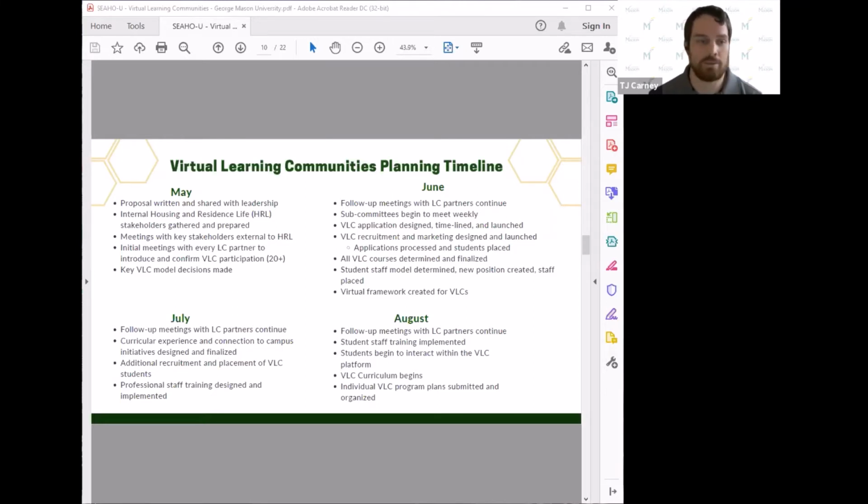So May was really just kind of the planning for the planning. We started doing things like writing our proposals, getting those stakeholders informed and onboarded, both new stakeholders and our partners that we had previously worked with in our Living Learning Community program, and making some of these key decisions about what the model was going to look like. As we transitioned into June, that's when really the bulk of the new work was taking place.